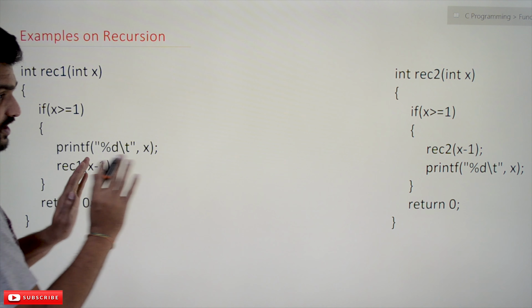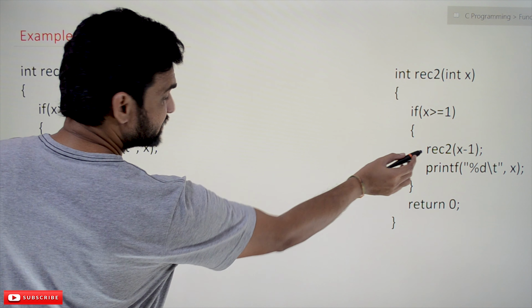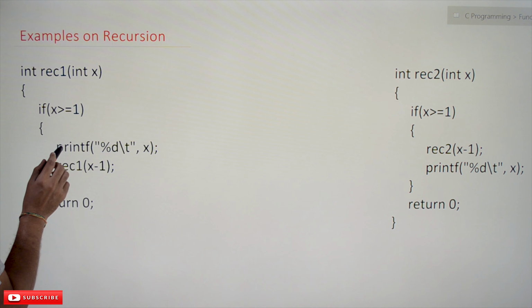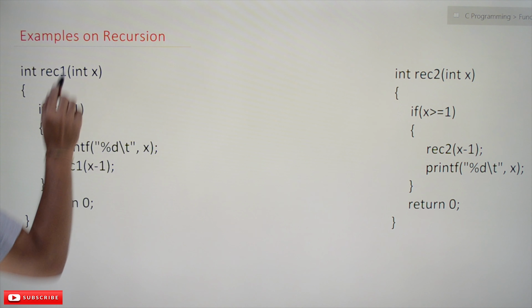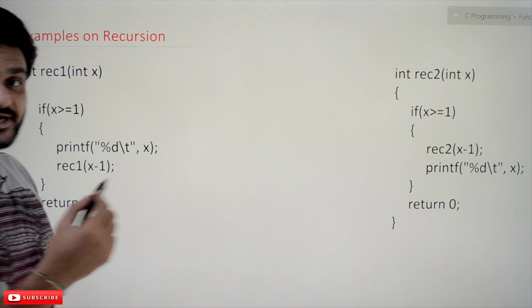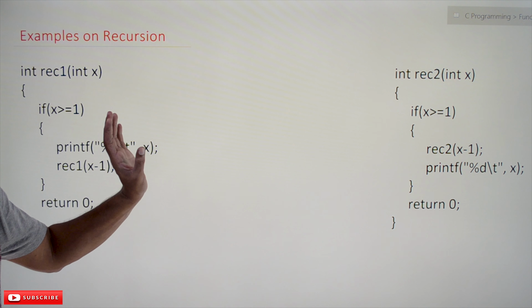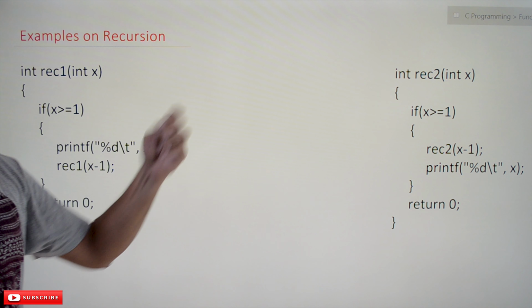Both of them are very much the same, but the only difference is here: the printf function is used first and after that the recursive call is made, but here the recursive call is made and after that the printf statement is getting executed. That is the only difference. With that, how the outputs will differ, that we will try to understand.